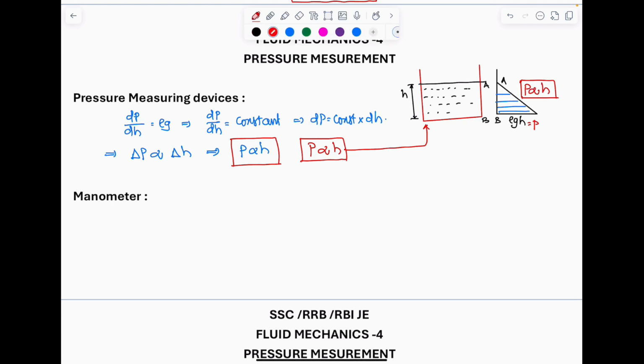Please try to understand this. Why am I repeating the sentence again and again? It should be in your minds. Pressure is directly proportional to the height of the water column.